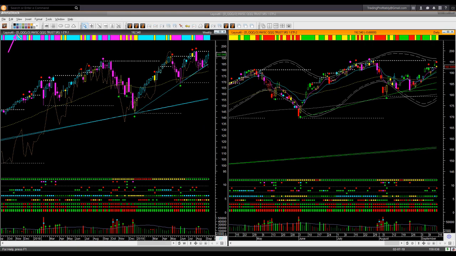NASDAQ 100 ETF QQQ. This also bounced up nicely from the weekly memory trendline support. After that, it went up. This week's candle shape is not as bullish as SPY. The candle shape is indecisive, a doji-like candle with both upper as well as lower tails. The weekly candle color is still bullish. The relative performance line tilted down this week, showing that QQQ underperformed the market.